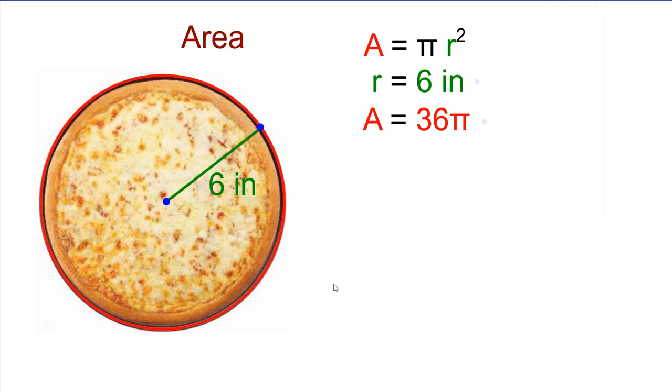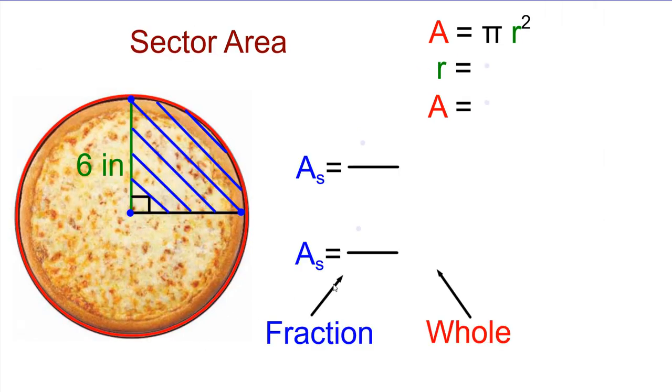Okay, so that's area. What if we want to find not the area of the entire pizza, but the sector area, the area of this sector, which is the blue region right here? Well, we start out exactly the same, and we end up with this whole fraction of a whole formula. Our radius, again, would be 6, so the area is 6 squared, which would be 36 pi. Again, I'm going to leave it in terms of pi because it makes the numbers nice and easy. I don't have to round anything.